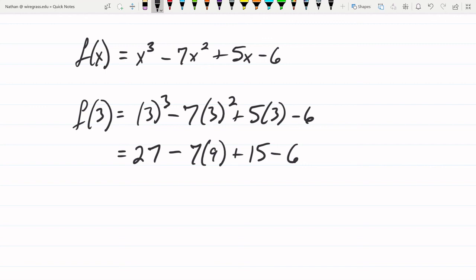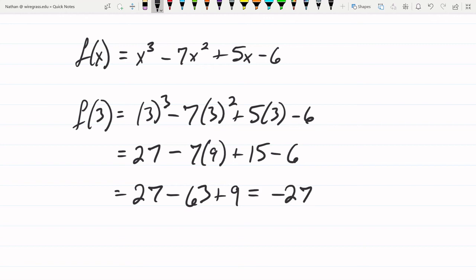7 times 9 is 63. 15 minus 6 is just going to be 9. And adding those together, we get 27 minus 63 plus 9 gives us -27.